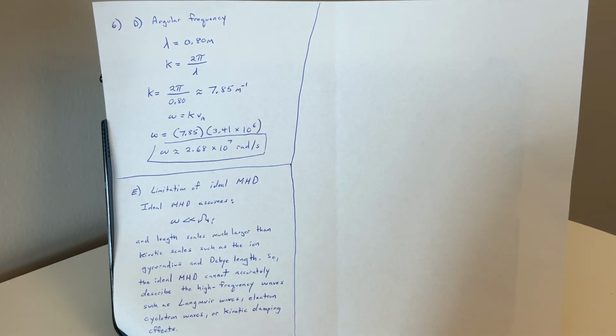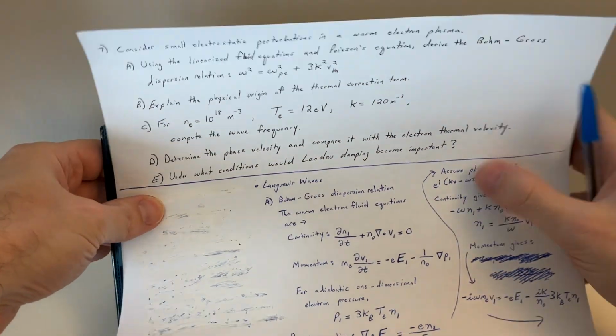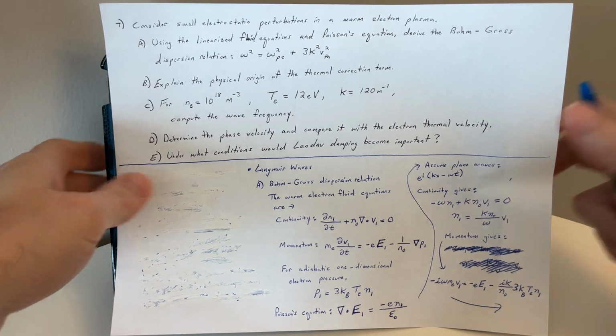I apologize if I misspoke anywhere, but the math looks all right. Setups look all right for number 6. Let's move along to number 7, the Langmuir waves problem.